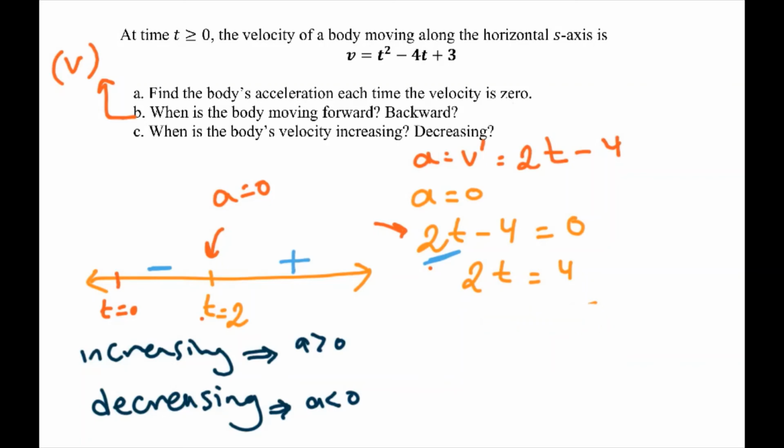So now a is greater than 0 here, so we can say it was increasing when t is greater than 2. Anything greater than 2, the velocity was increasing because the acceleration was positive. Now anything between 0 and 2, the acceleration was negative, so the velocity is decreasing between 0 and 2.